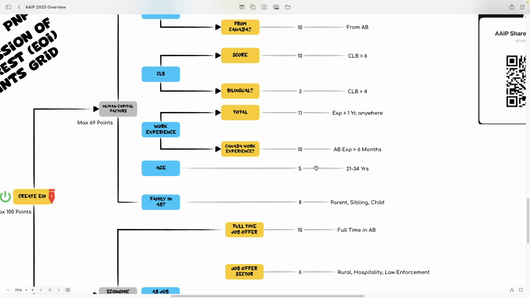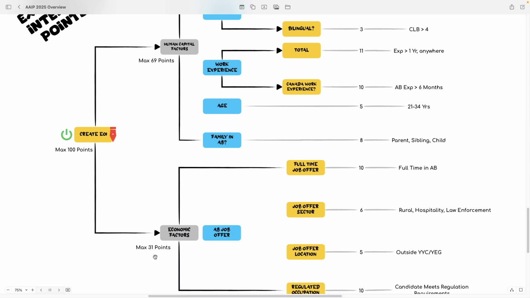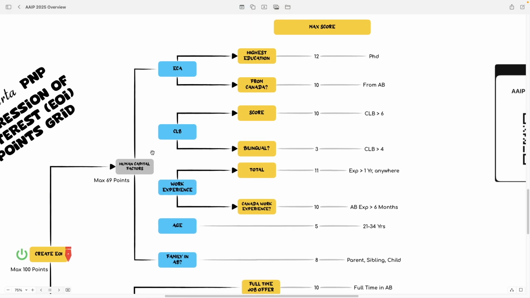Each expression of interest that happens will get assigned a score instantly. As I was saying, 69 points for human capital factor and 31 points for economic factor. Human capital has 6 subdivisions. There is one section for your education qualifications, one for your language proficiency, and a section for work experience, your age, and then if you have a family in Alberta or not. As you can see, this all relates to your personal exposure. So let's go into the ECA.